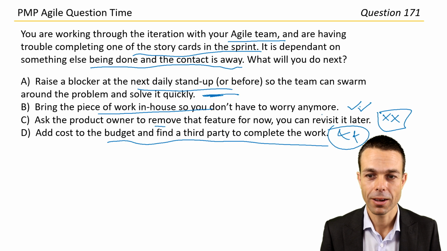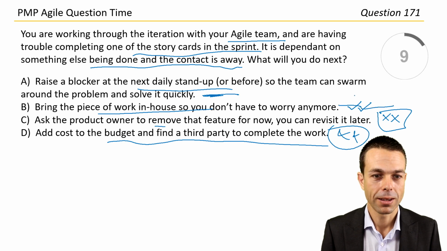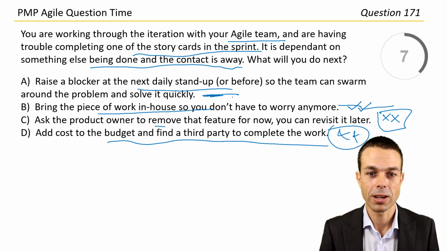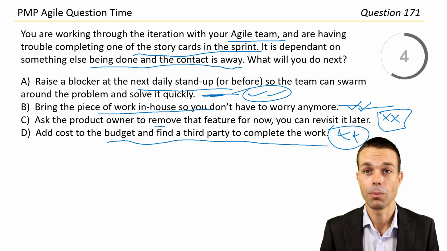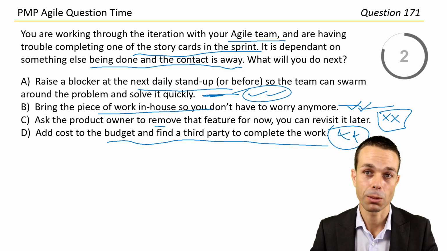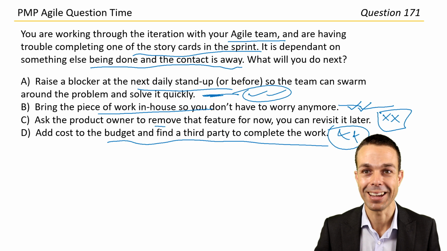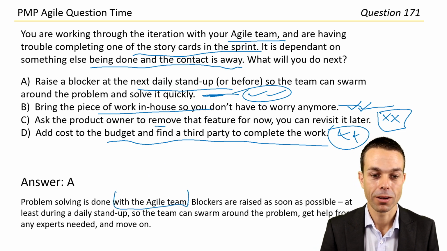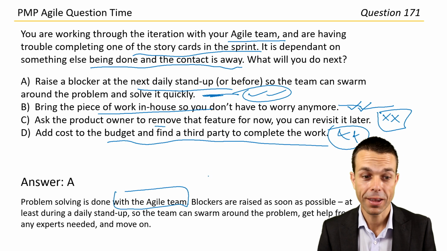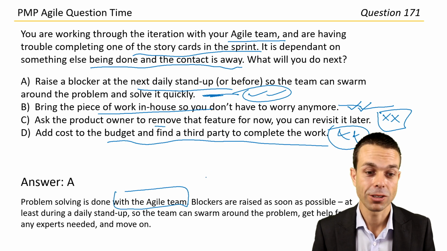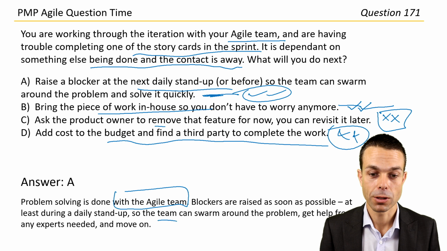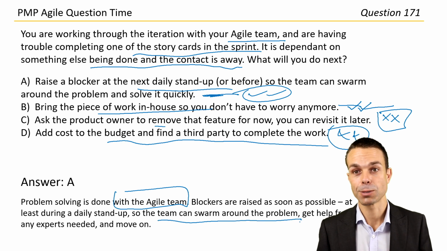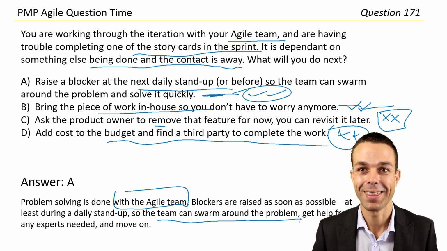So I think that one's a maybe, but I think raising the blocker is definitely where people can swarm around the problem. That's probably going to be our best bet. Let's go with answer A. Problem solving is done with the Agile team. Blockers are raised as soon as possible, at least once a day during the daily stand-up, so the team can swarm around the problem, get help from any experts needed, and then move on. And that's a great way to do it.